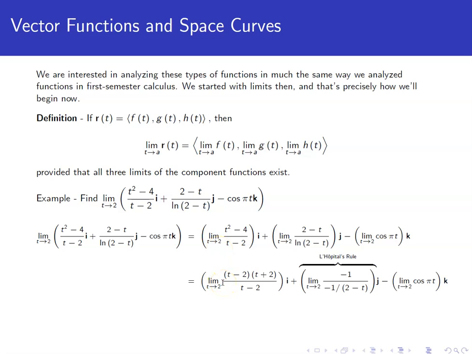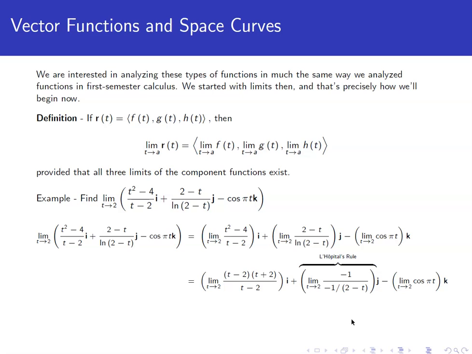For our first component function, we had t squared minus 4 over t minus 2. We can factor the t squared minus 4 as t minus 2 times t plus 2. And then notice that as long as t is not equal to 2, we can cancel out the common factors of t minus 2. For the second component function, we'll use L'Hopital's rule to evaluate the limit. Derivative of the top is negative 1. Derivative of the bottom is negative 1 over 2 minus t.